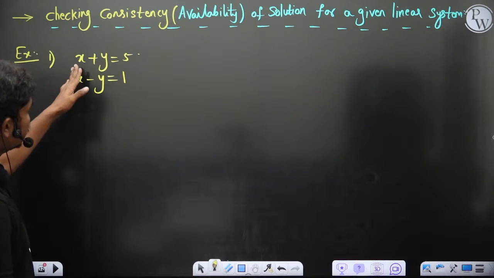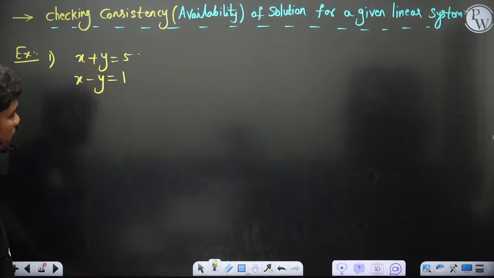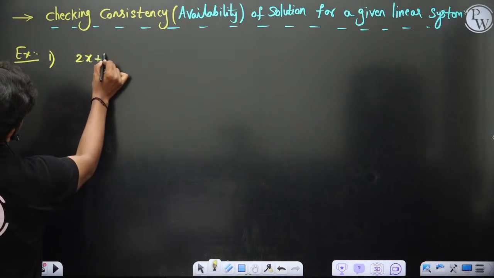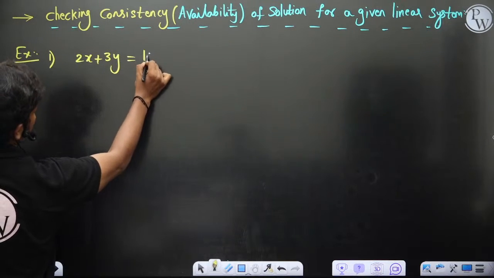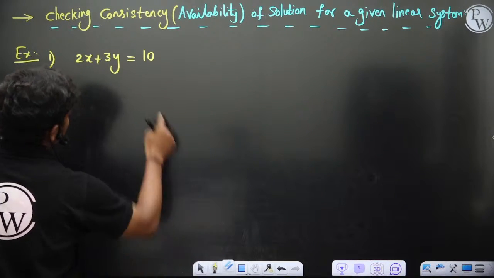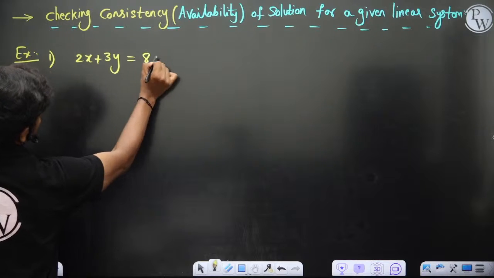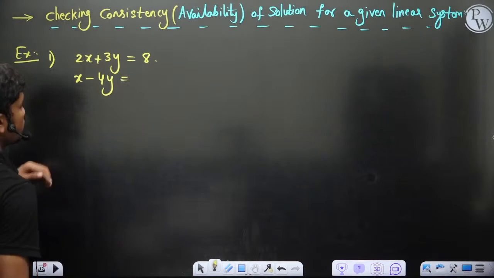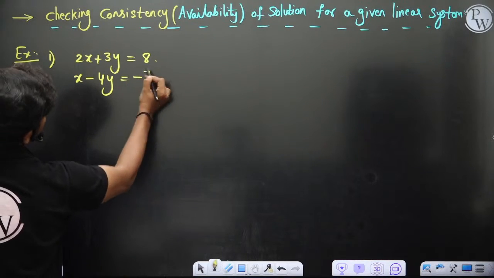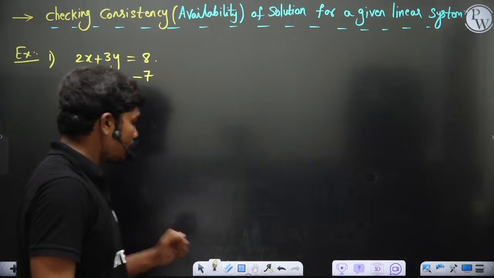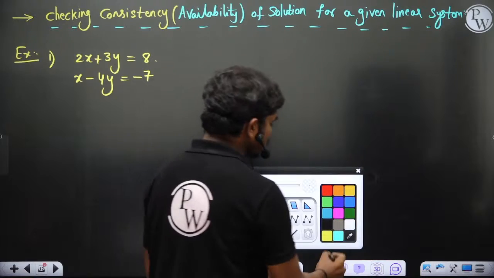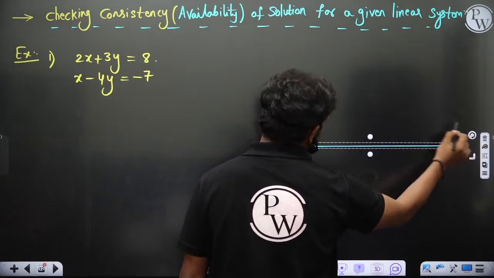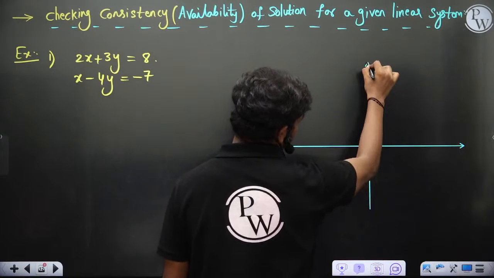Now let's say 2x plus 3y is equal to 8, then x minus 4y is equal to minus 7. Let's say you take this system, for example. One thing you can find is that these are linear equations, so you can plot them. You can plot in Desmos also, but I'm just showing this.